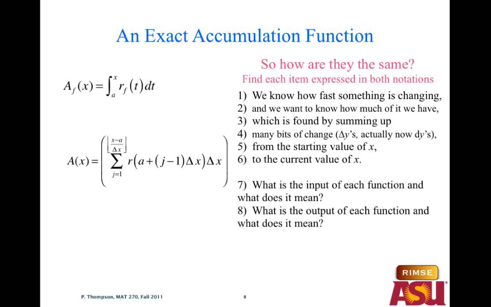Then go on to number 2. We want to know how much of it we have. Where is that represented symbolically in the first one? And then where is number 2 represented symbolically in the second? You go through each 1 through 6 and talk those through. So both expressions entail all 6 of these items about this journey. We know how fast something's changing. We want to know how much of it we have. So take about 2 or 3 minutes. Talk through items 1 through 6. Go.